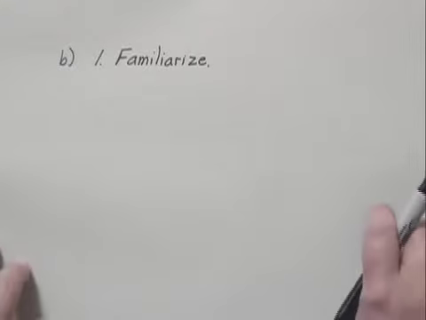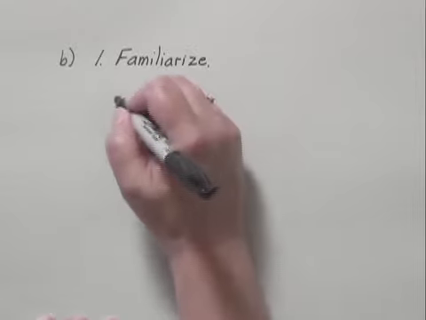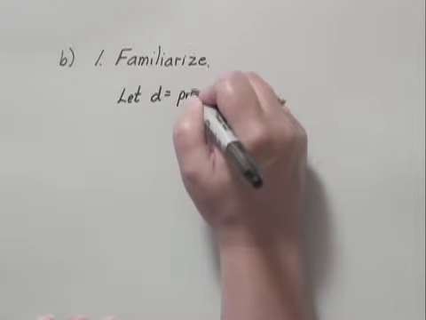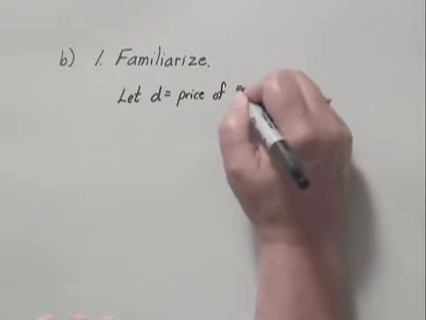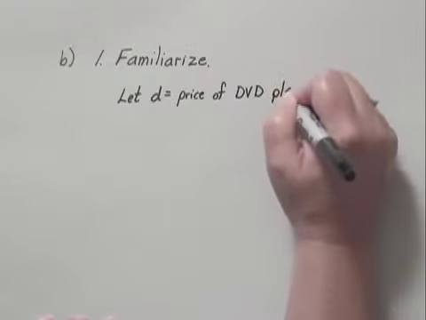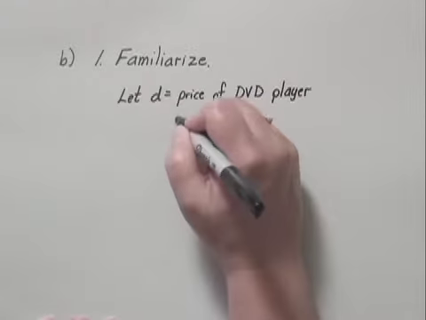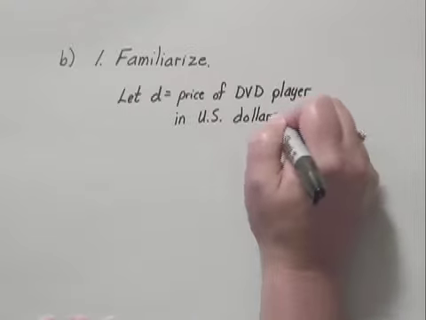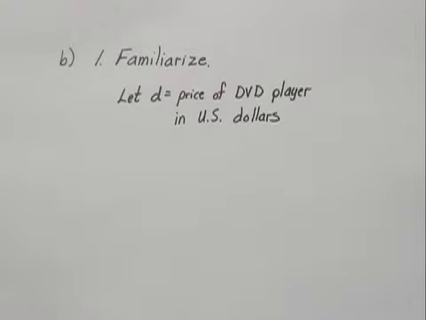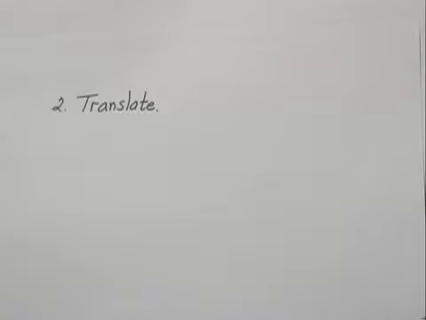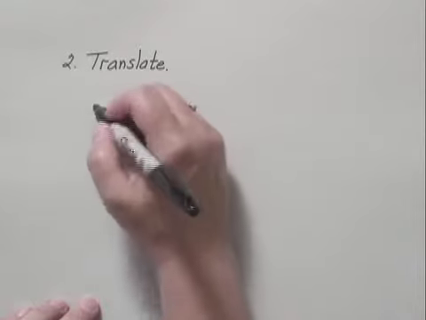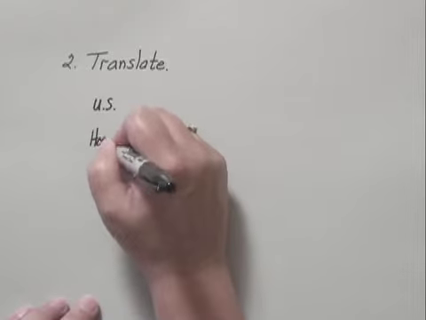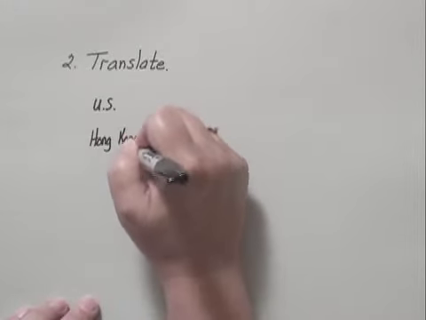Now we move to Part B, which was the question about the DVD player. And we'll start the 5-step problem-solving process again. Here we'll let D equal the price of the DVD player. And this time we're looking for it in US dollars. And we move to step 2, which is to translate. Again, we will translate to a proportion, and we'll be writing the US dollars in the numerator and Hong Kong dollars in the denominator for both ratios.